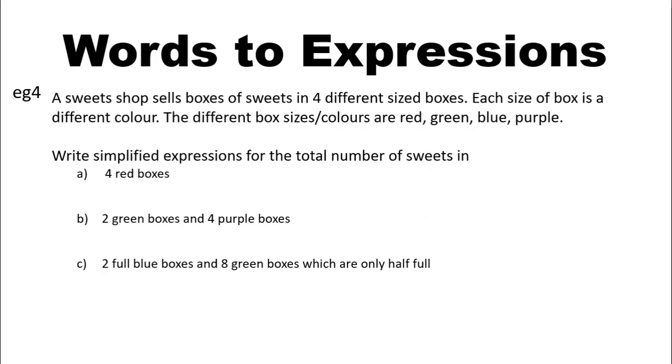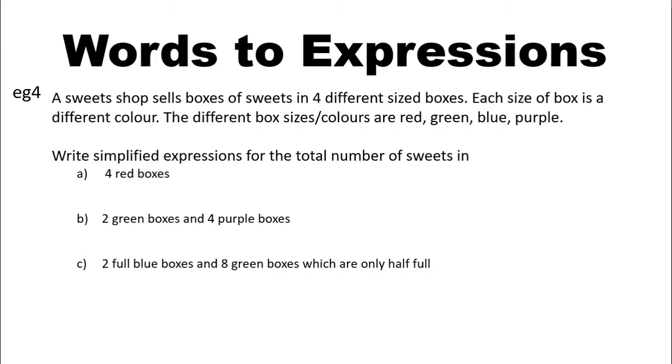Let's go through one last example together before we start our practice exercise. And this example is very similar to one that you're likely to find in your textbook. A sweet shop sells boxes of sweets in 4 different sized boxes. Each size box is a different color. So the different box sizes or colors are red, green, blue, and purple. The red, green, blue, and purple boxes will have different numbers of sweets inside each of them.